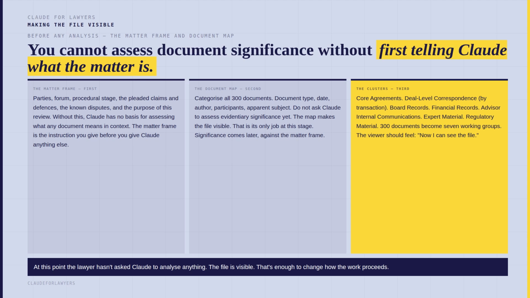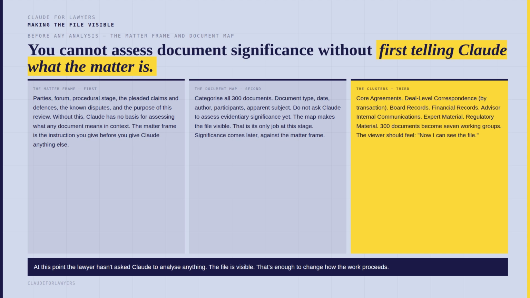Then the document map. Categorize all 300 documents. Document type, date, author, participants, apparent subject. Do not ask Claude to assess evidentiary significance yet. The map's only job at this stage is to make the file visible.